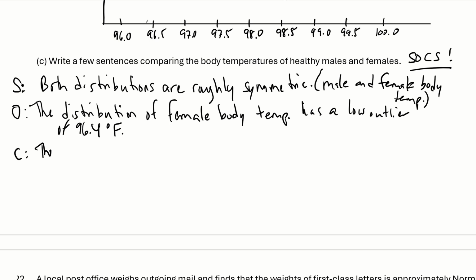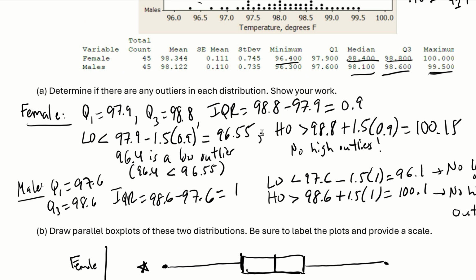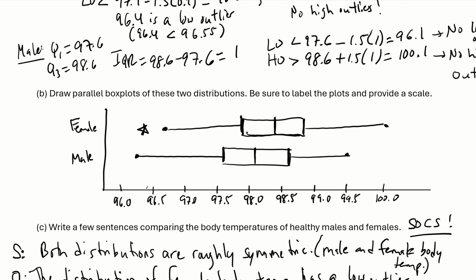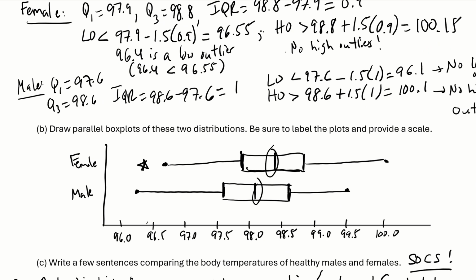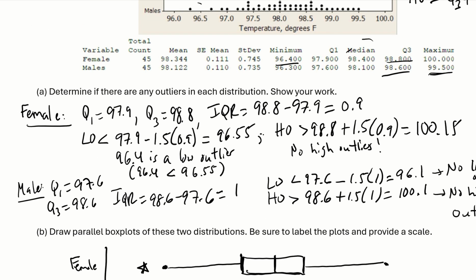Center. We could talk about the females. So for the females, if you look at the center, let's look at the median. So the median for females, or you could say the median or average, right? Either way is fine. But since we're using the box plot, we can look at median. So the median for females is greater than the median for males. And so it was 98.4 versus 98.1, okay?